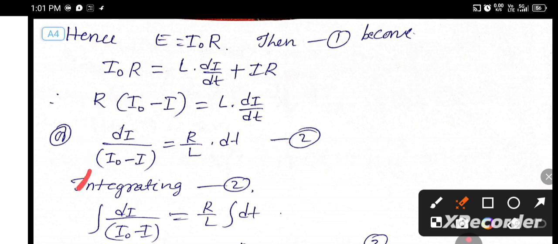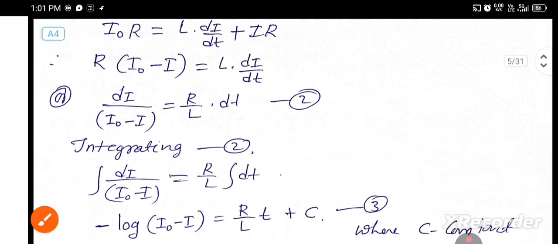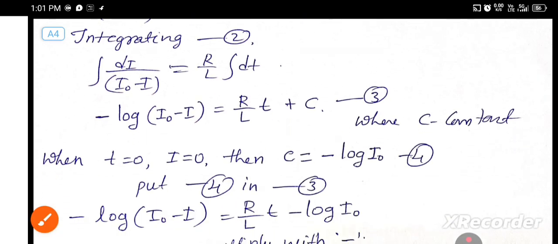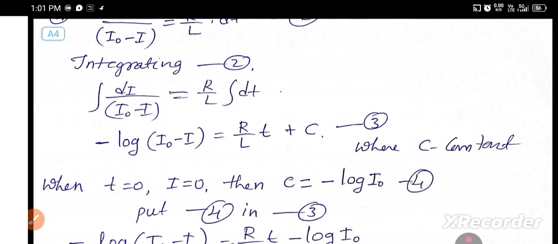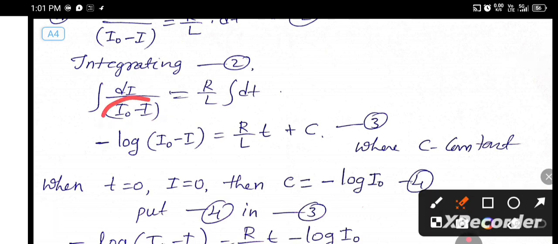Then integrate both sides. We will get, assuming I naught minus I is x, the integration of 1 by x is log x, that is log of I naught minus I, with a minus sign because I is there. And R by L integrated with respect to t gives R by L t plus c, where c is the constant. Let it be equation 3.